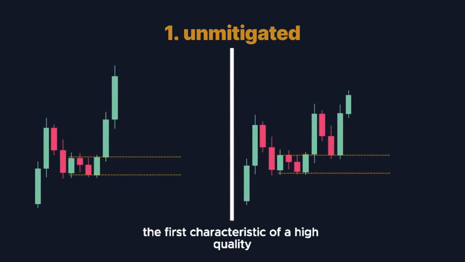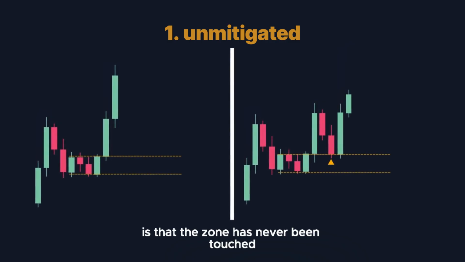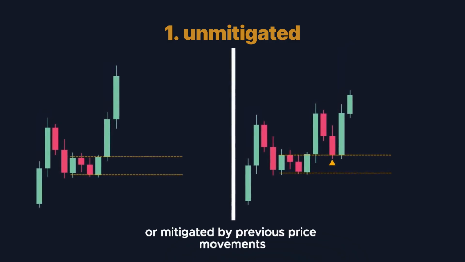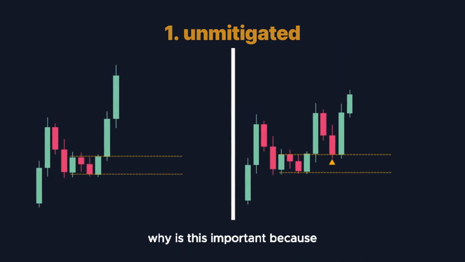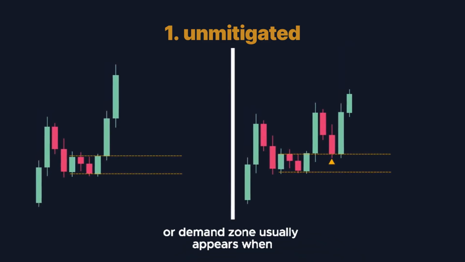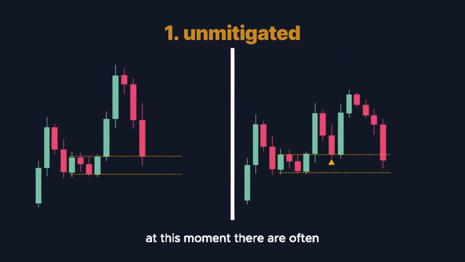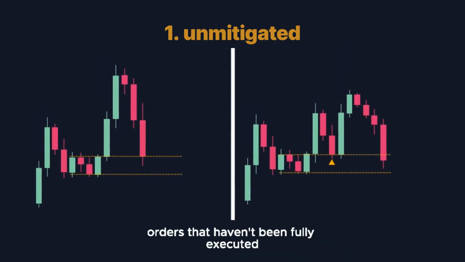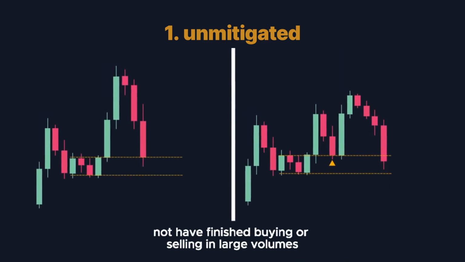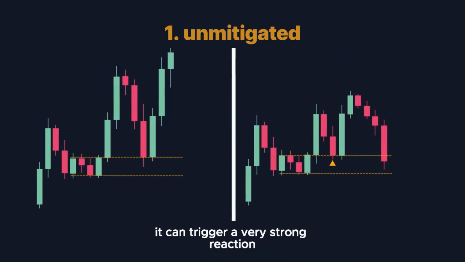The first characteristic of a high-quality supply and demand zone is that the zone has never been touched or mitigated by previous price movements. Why is this important? Because the greatest strength of a supply or demand zone usually appears when the price returns to that area for the first time. At this moment, there are often still institutional orders that haven't been fully executed. They might not have finished buying or selling in large volumes, and when the price comes back to that zone, it can trigger a very strong reaction.